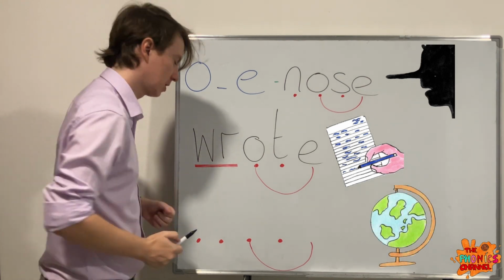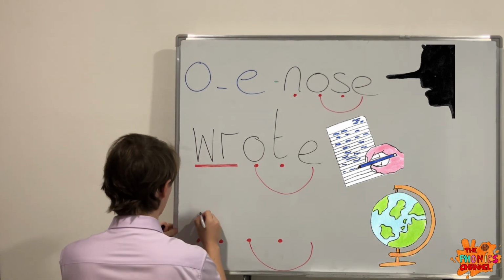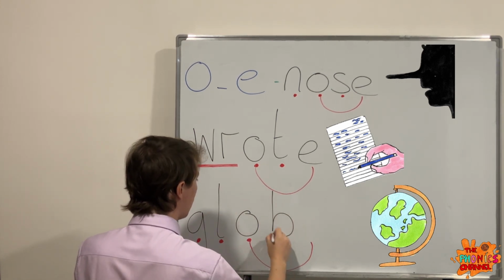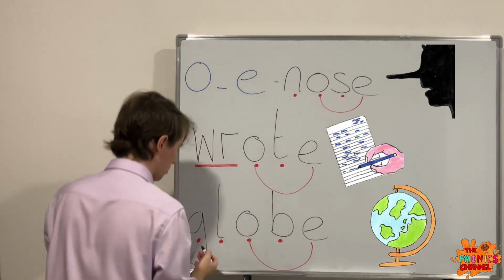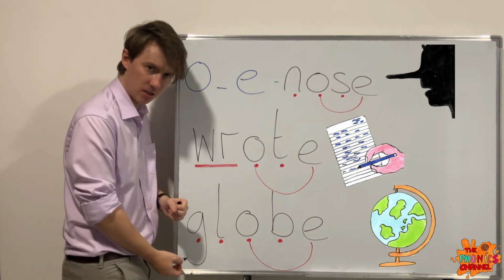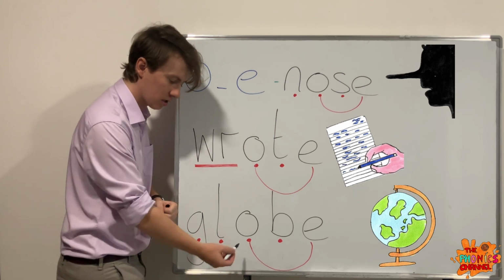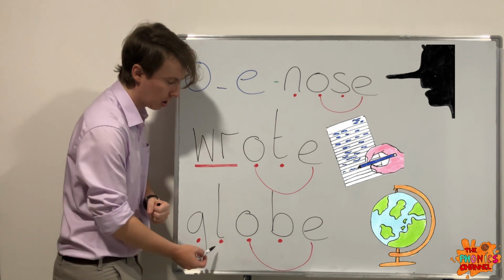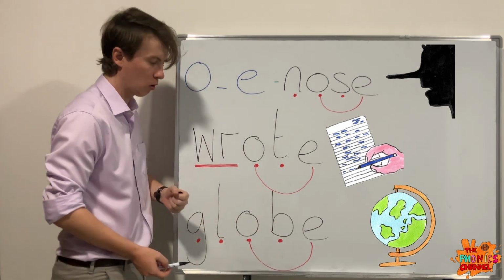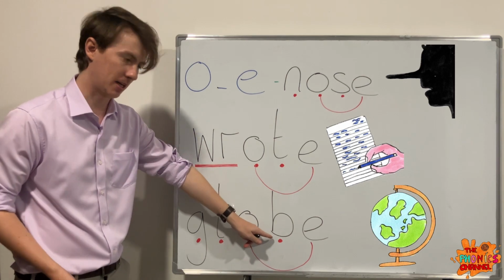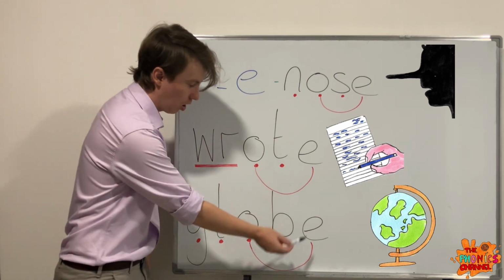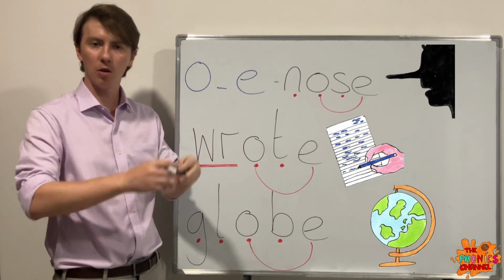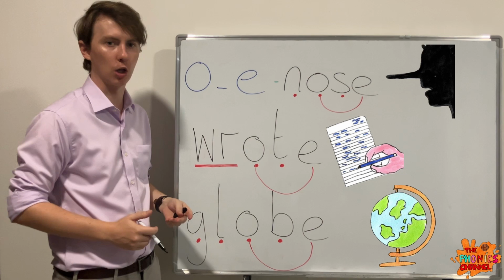Globe. G-L-O-B. Globe. So we got 2 adjacent consonant sounds here, G and L, to make the gl sound. Gl-O-B. Globe. B is the last sound we are pronouncing. Okay, so gl-O-B. Globe. Where are you on the globe? Where are you right now on the globe?